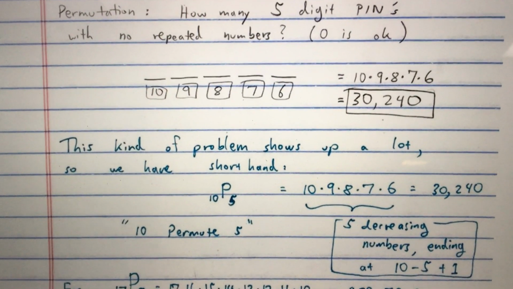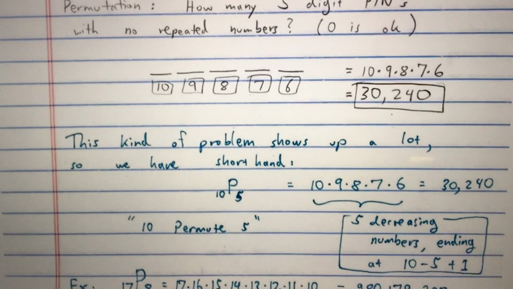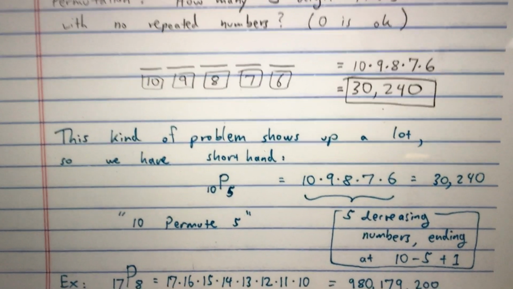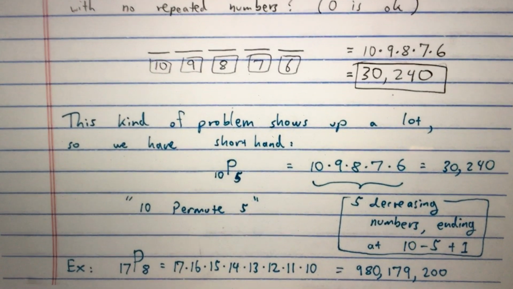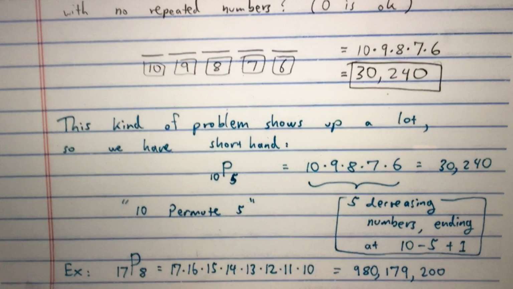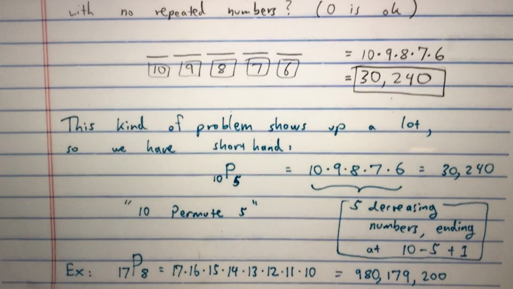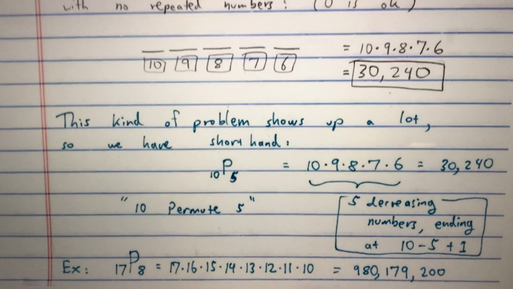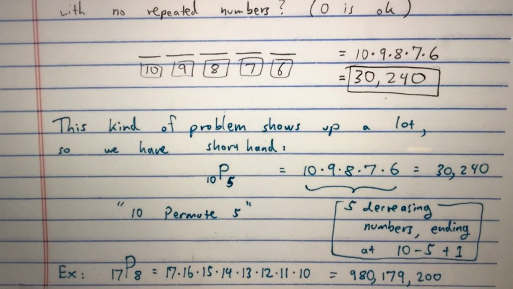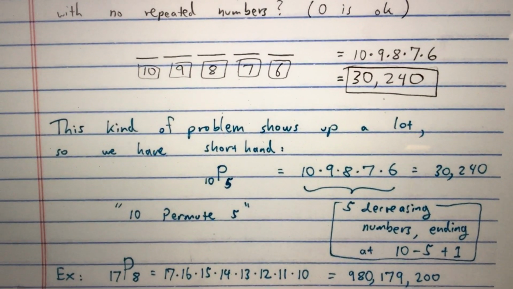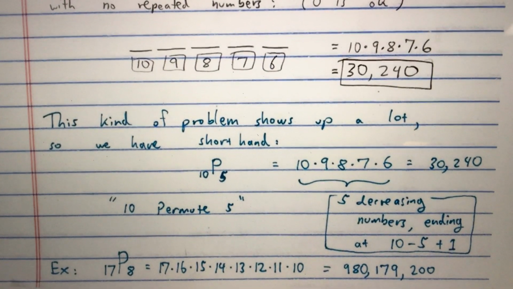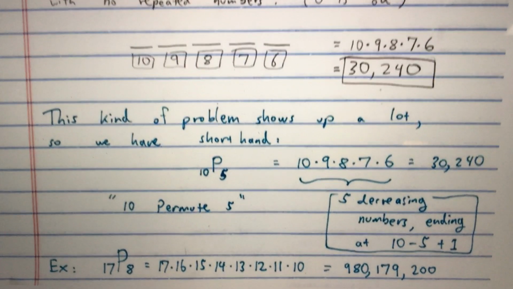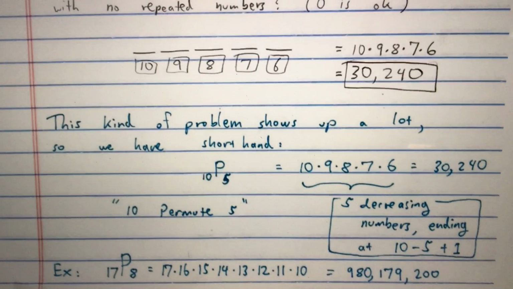This problem shows up a lot. There's the final answer, 30,240. So we do have a shorthand for this kind of problem, since it shows up so much. 10P5, which you read out as 10 permute 5. That's the shorthand for the answer we just wrote: 10 times 9 times 8 times 7 times 6.